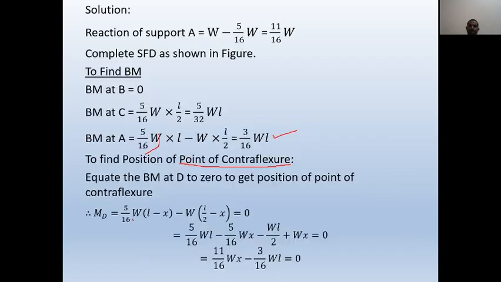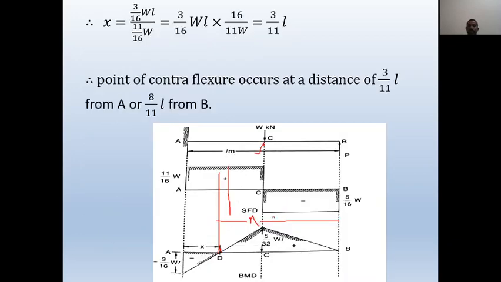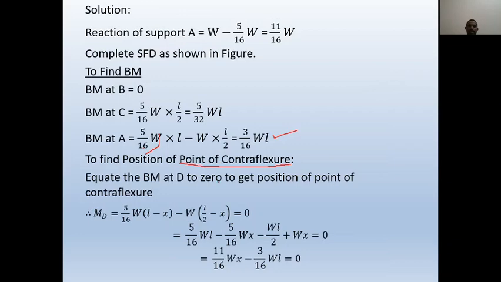So now 5 by 16 into W into L minus x. Right here it is assumed that this is x, and total length is L, therefore this distance is L minus x, isn't it? This distance is actually L minus x. So therefore 5 by 16 WP multiplied by L minus x, which acts in the counterclockwise direction, and W into L by 2 minus x, which acts in the clockwise direction, therefore minus is equal to 0.